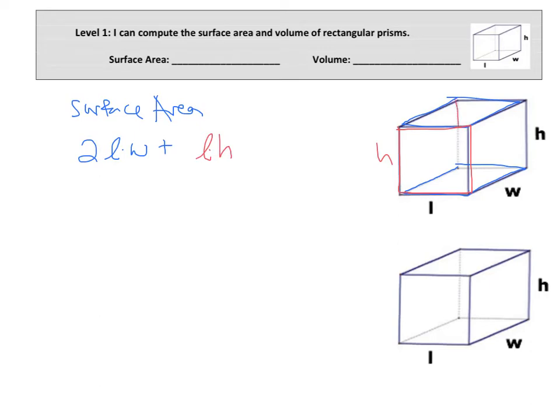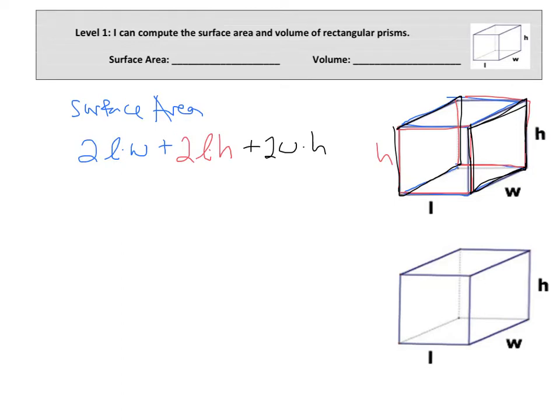And the back is going to be the same. It's also the length times the height, so I would have 2 of those. And then I would also do this side over here, which would be the width times the height. But the other side would also be the width times the height, so I would also have 2 of those. And there's my formula for the surface area.